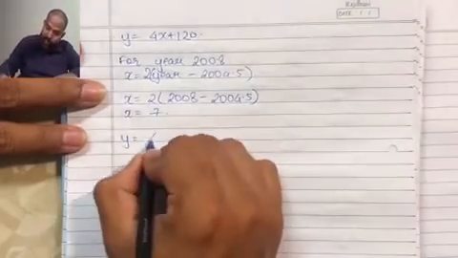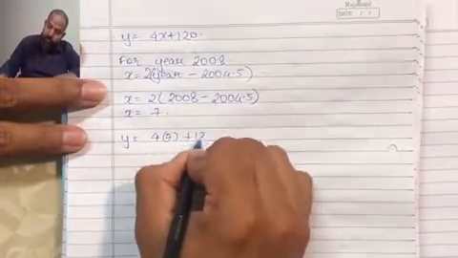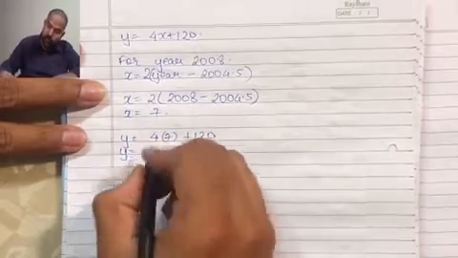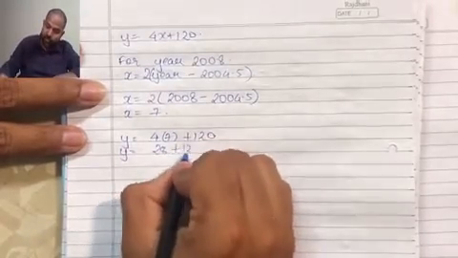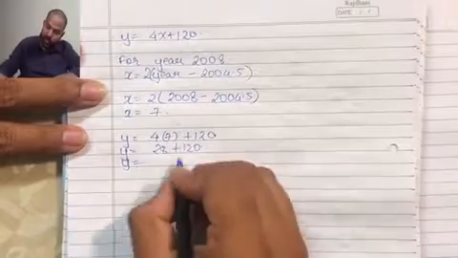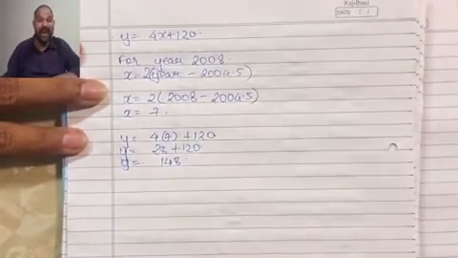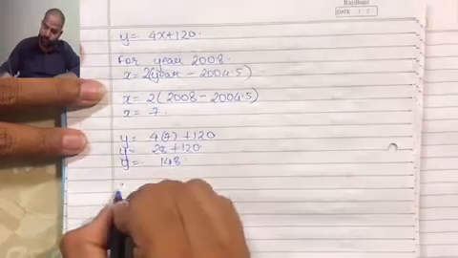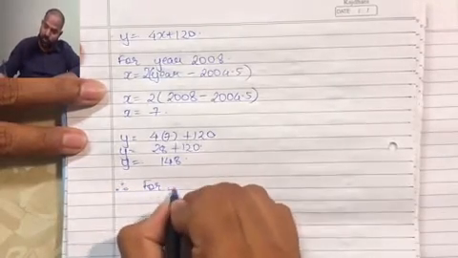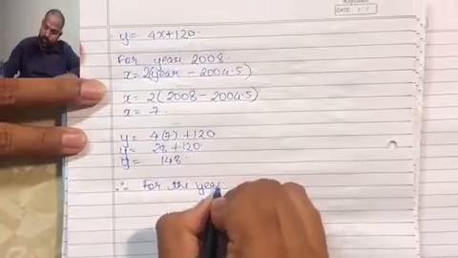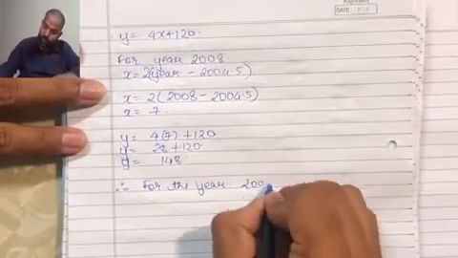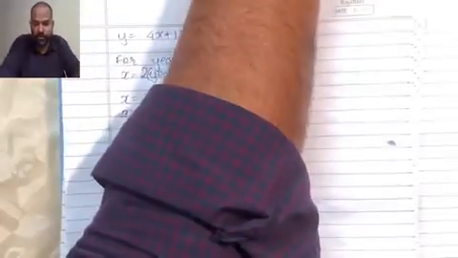So Y will be 4 into 7 plus 120. So Y will be 7 4s are 28 plus 120. Y will be 28 plus 120, so 148. But in lakhs of units. Therefore, for the year 2008.